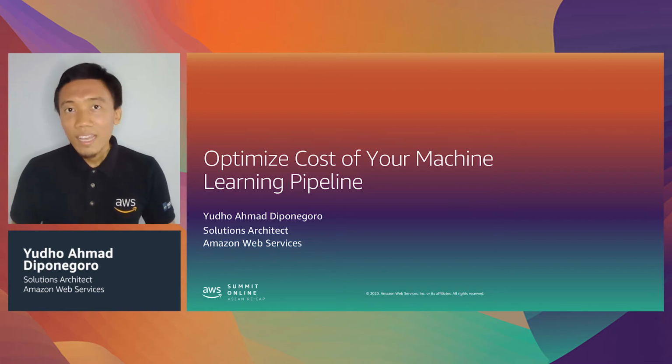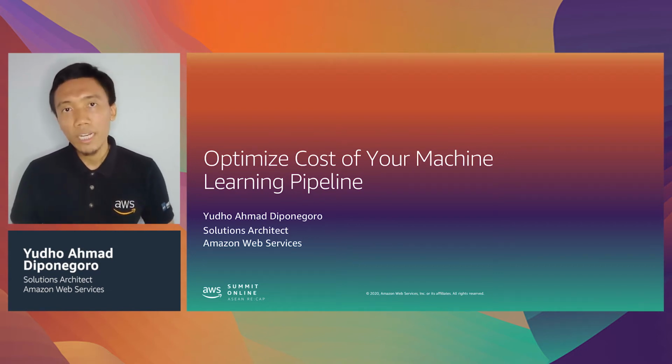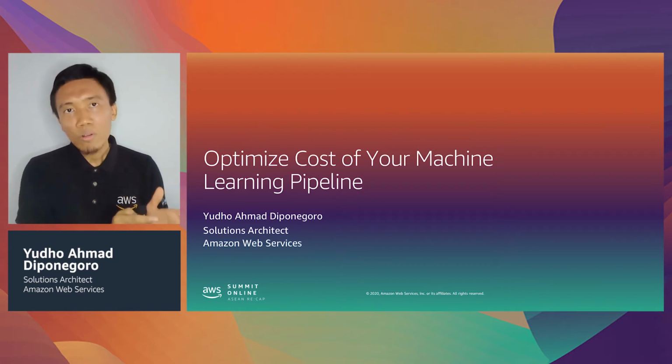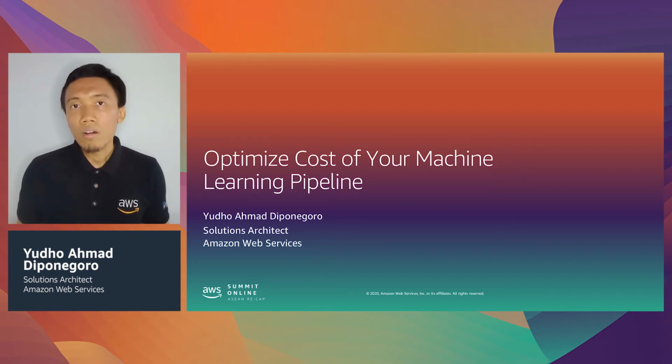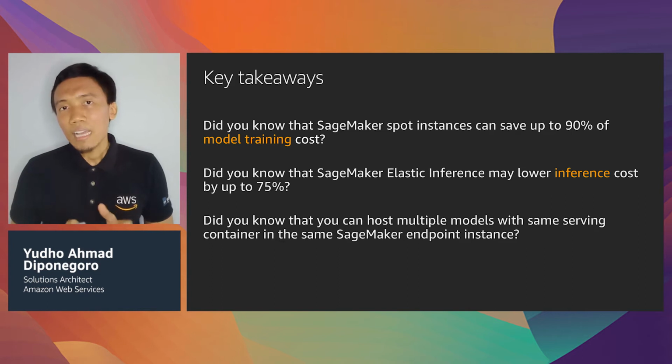This particular session is going to talk about how we can optimize the cost of our machine learning pipeline running on AWS, whether that is from the TCO or total cost of ownership perspective or the running cost perspective also. These are the key takeaways that I hope we can all learn today.